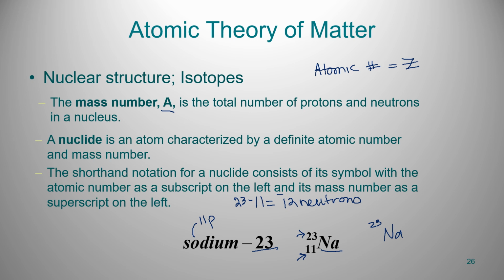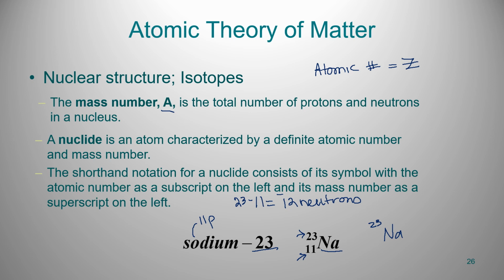Now, you can't know that. It's not like a mind reading thing. You've got to be told somewhere. So if I told you it's sodium 23, then you would know 11 protons and 12 neutrons. If I told you there's 11 protons and 12 neutrons, you would know it's sodium 23. And so there can be different mass numbers for the same element.